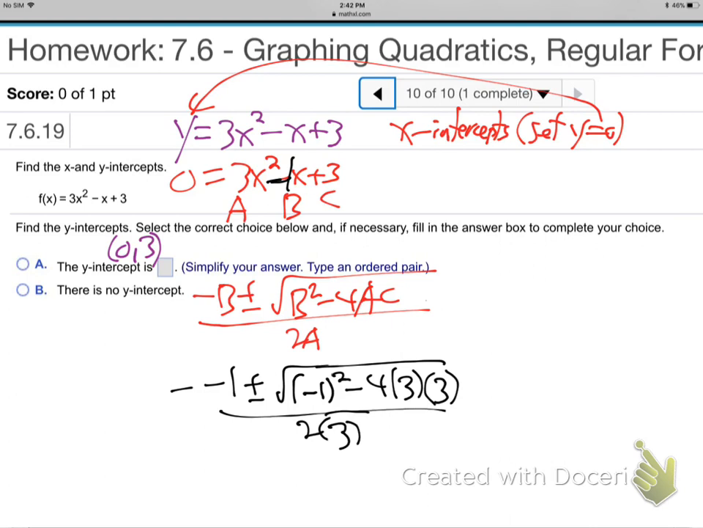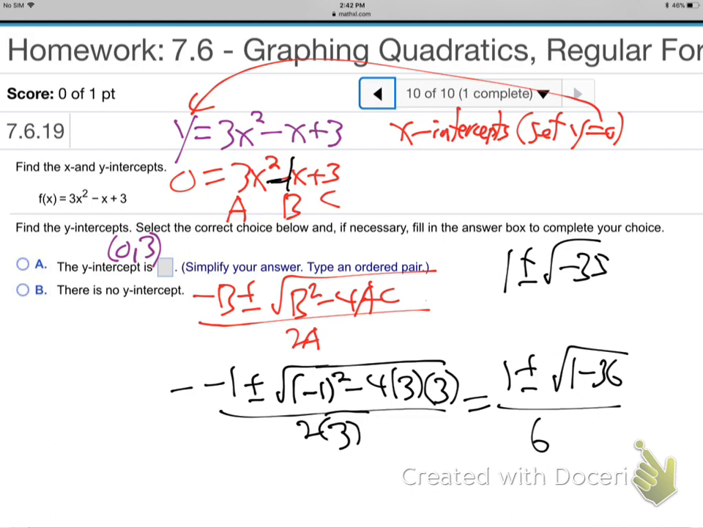You guys okay so far? I'm just plugging into the quad, a, b, and c. So far, so good. See what's going to happen. Inside's going to be 1 minus 36, which is minus 35. So that's imaginary, huh? Negative in a root is imaginary. So do you know what the x-intercepts are? They're imaginary x-intercepts.